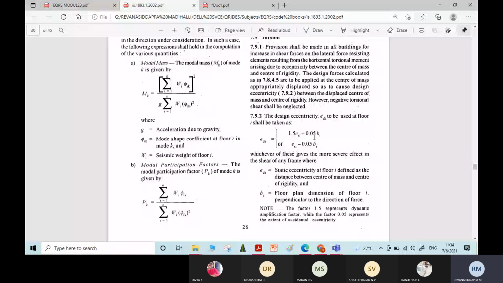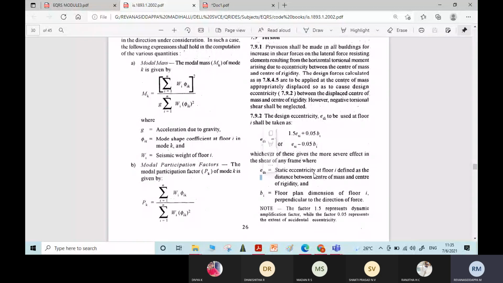Center of mass and center of rigidity I have already discussed in the previous module number 2. We have even solved two example problems to find the center of rigidity, center of stiffness and center of mass. You are all aware of that. Here, this is not EDI, there is some mistake. This is ESI, the static eccentricity, which is the distance between the center of mass and the center of rigidity.